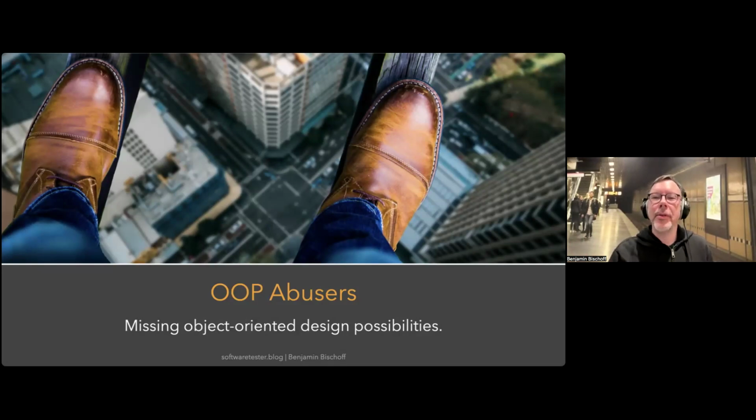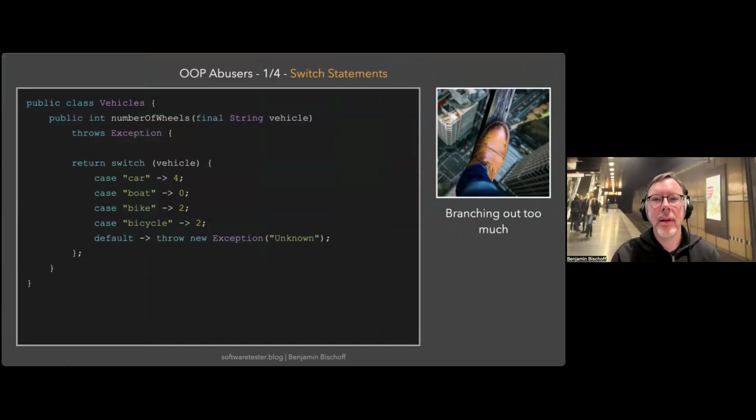And then we can go to the object-oriented programming abuses. This is specific to object-oriented languages like Java. And this is when you don't use the object-oriented design possibilities that the language gives you. I have some examples again. Please don't judge the examples, because some of them I know are really stupid, but I just made them up to point out specific things.